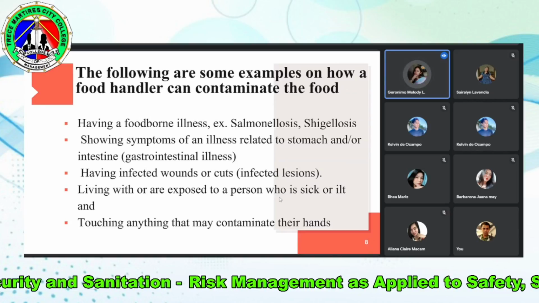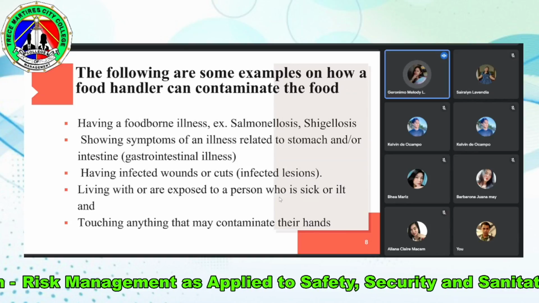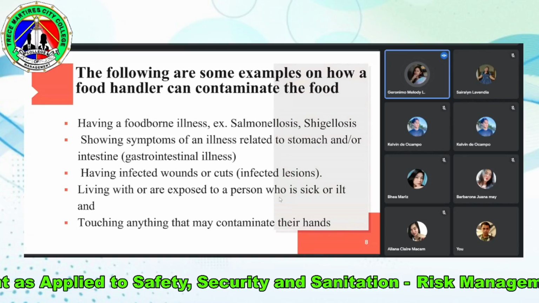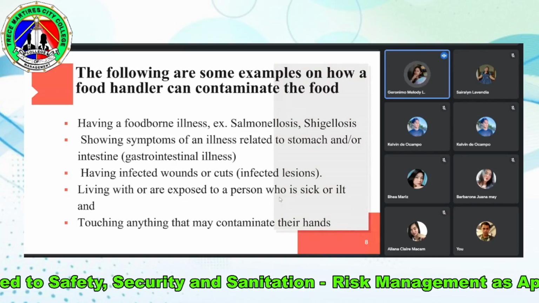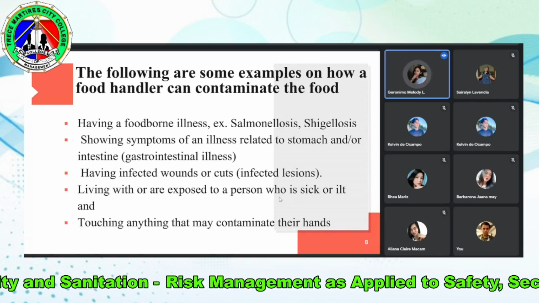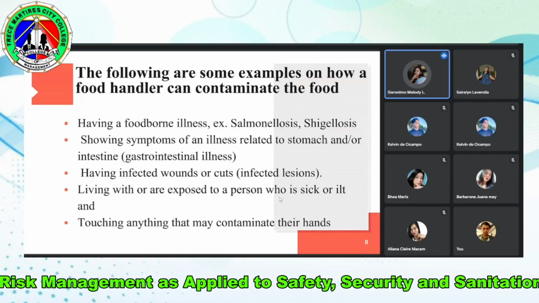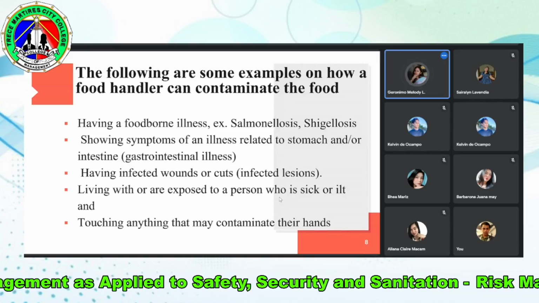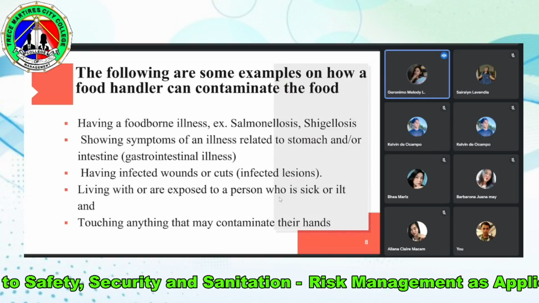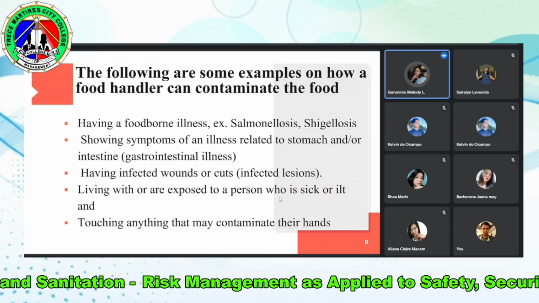So, when food handler ay may sugat, kung siya man po ay may sakit or wala, at ang dugo po nito ay sumama sa pagkain, magkakaroon pa din daw po ito ng food contamination. And when si food handler is living with or are exposed to a person who is sick or ill. So, of course, kung si food handler daw po is may laging nakakasalamuhan na may sakit, posibleng magkaroon at mahawaan na din daw po siya nito. And if he or she touch a food, matik na magkakaroon po ng food contamination.